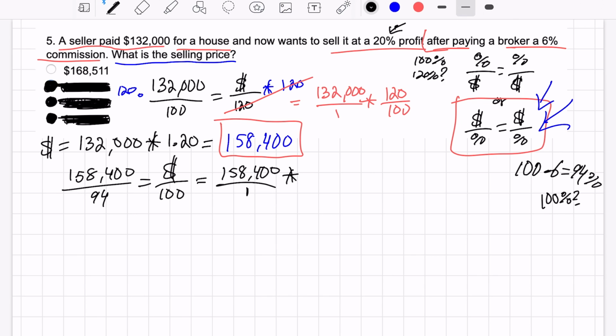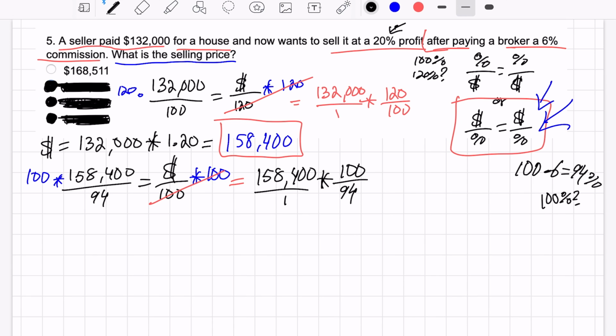Okay, let me go back because I think I made a mistake here. Let's eliminate this for now. I need to do the elimination first. Okay, so let me multiply by 100 both sides of this equation, and we eliminate the 100 here, and we get 158,400 over 1 times our ratio 100 over 94.